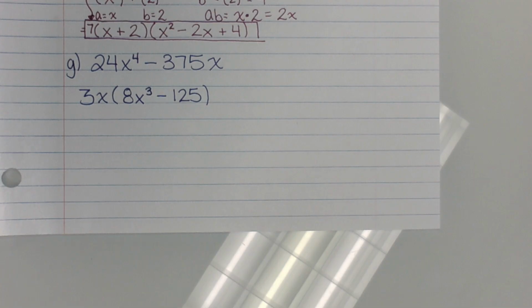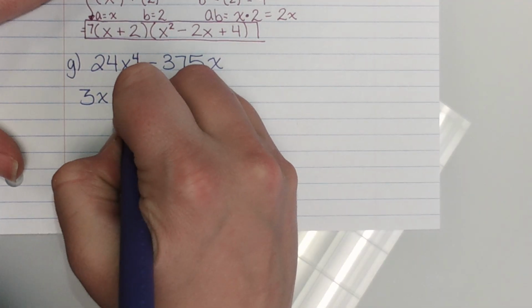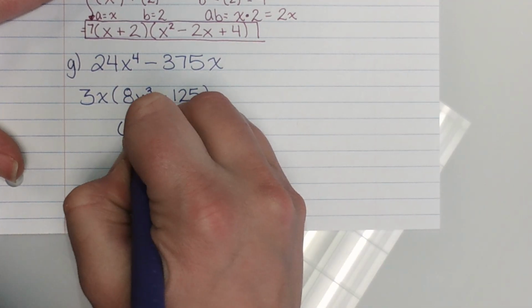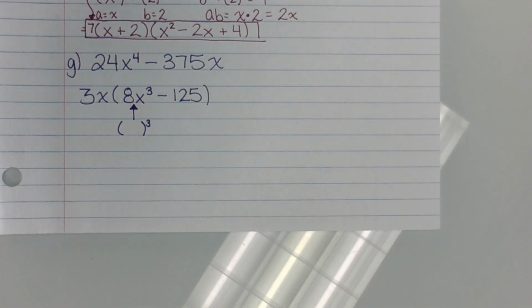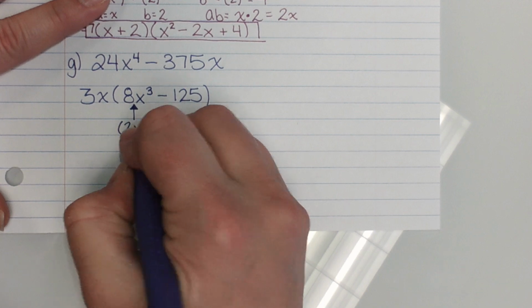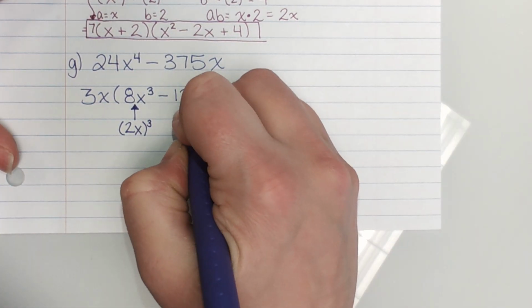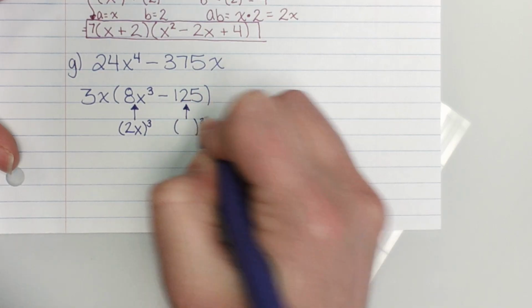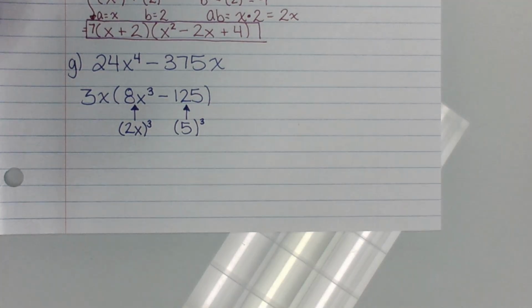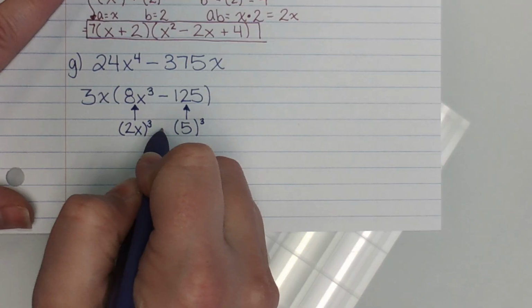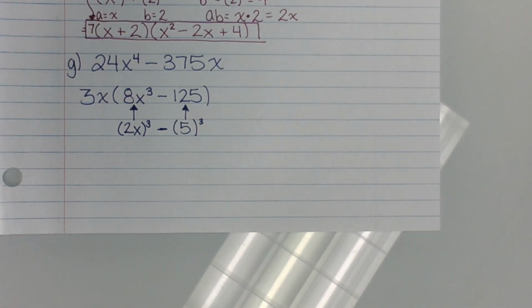To make that happen, this would have to be a perfect cube. Is there something cubed that would give me 8x cubed? 2x. Is this a perfect cube? Yes. What gets cubed? 5. The negative is the in-between. You only look at the digits for what got cubed. Though, that is something valid to pay attention to.